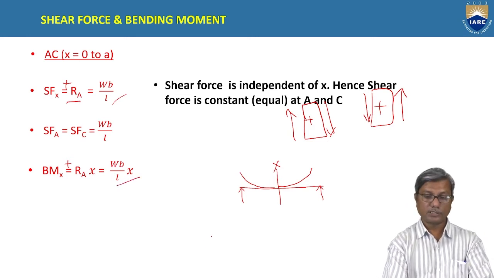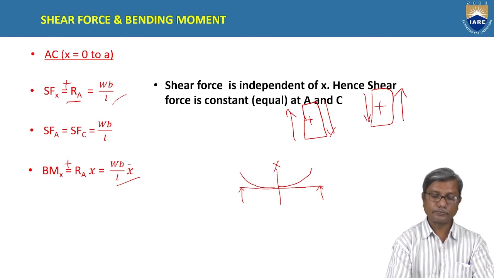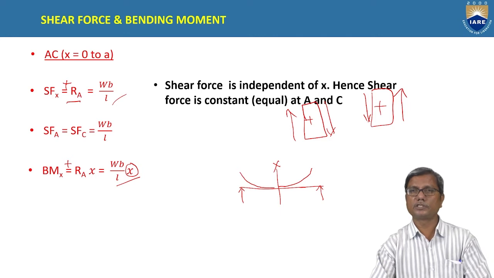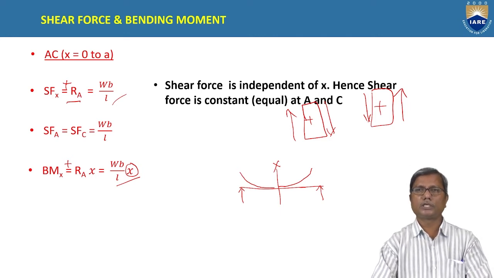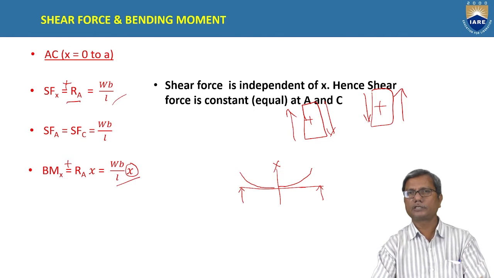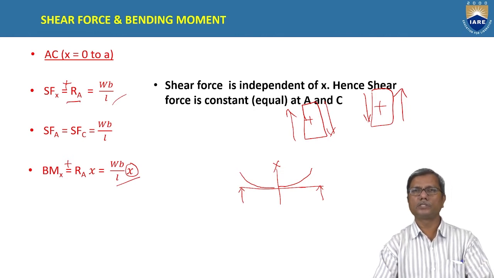And if you observe here, it depends on X, the position of the section. As I told you, X defines the position of the section, and it varies from 0 to A. So the bending moment here depends on X. That means it varies linearly with distance X from point A to C.